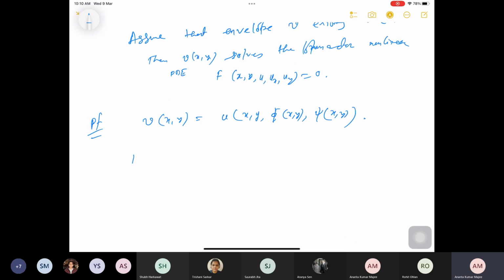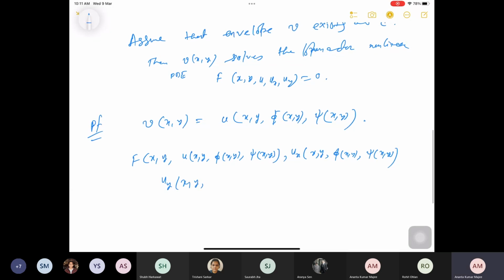So from these assumptions, what I have is f of x, y, u(x,y), p(x,y), psi(x,y), then u_x of x,y, p(x,y), psi(x,y), then u_y of x,y, p(x,y), psi(x,y), this is 0. Is it not? Because what it says is that u(x, y, a1, a2) is a complete integral. That means I have this part.